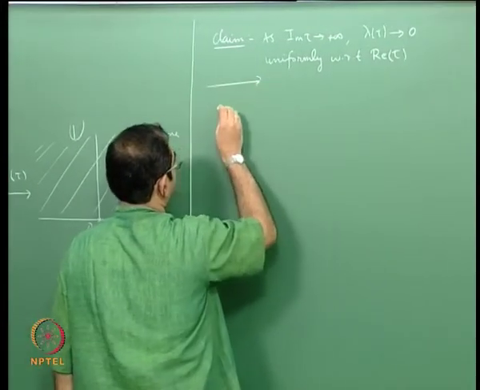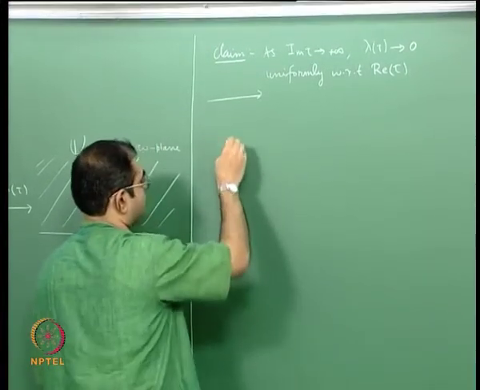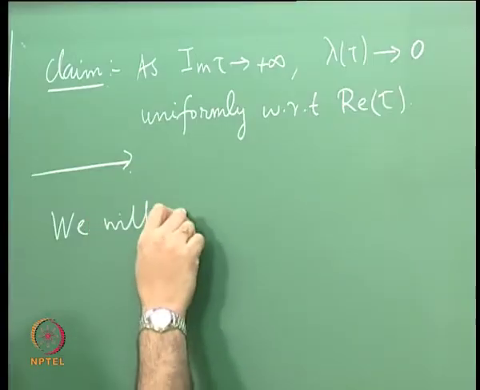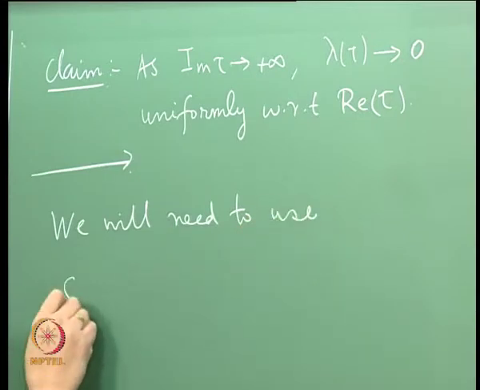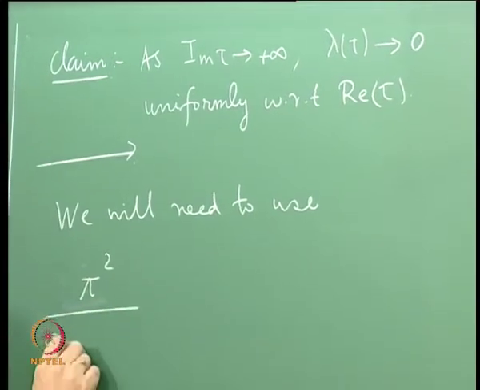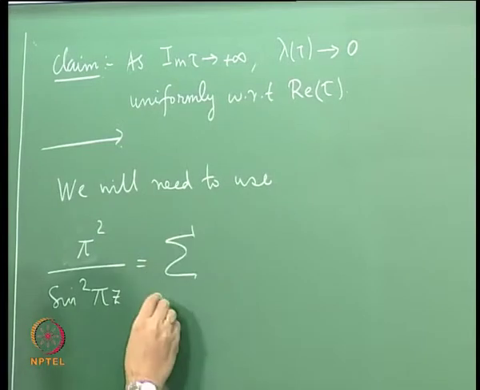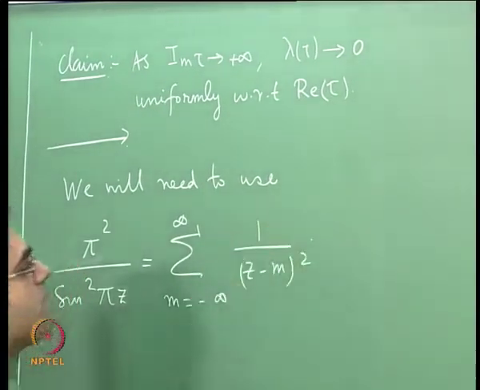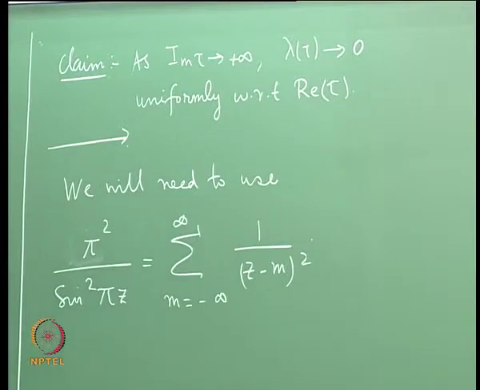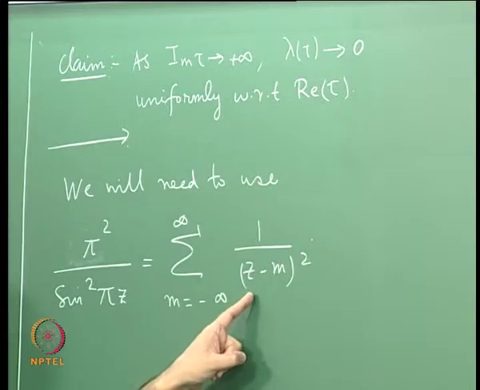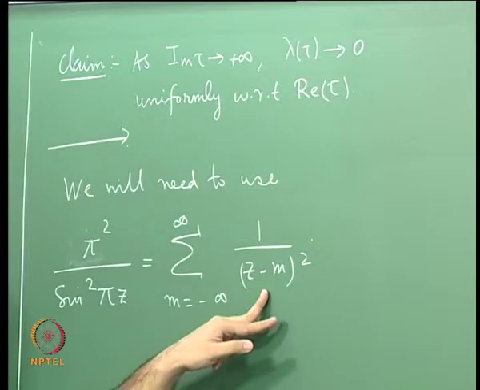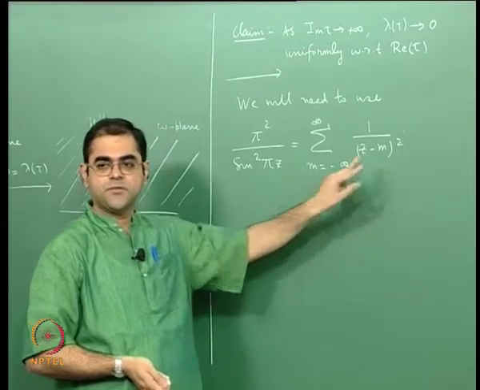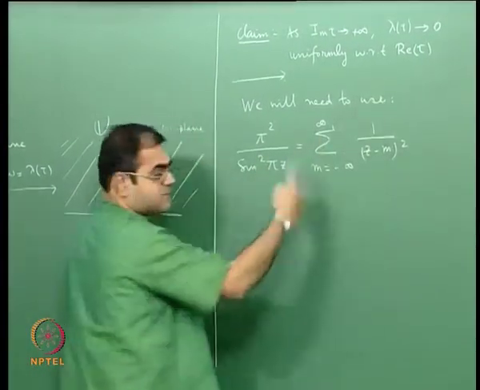Let me begin with the following statement. We will need to use the identity pi squared by sine squared pi z equals the sum over m from minus infinity to infinity of 1 by z minus m the whole square. You can realize why we will need it, because this is what partly appears when you write out the formula for the phi function. So let us first justify this identity.